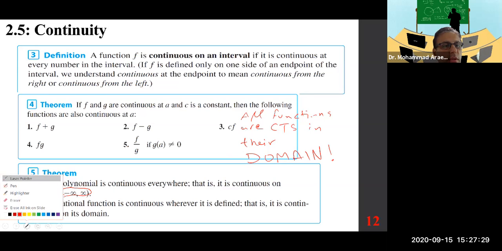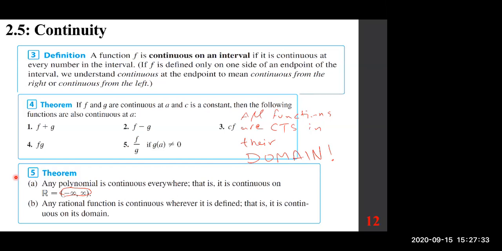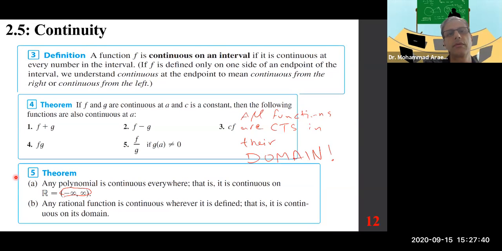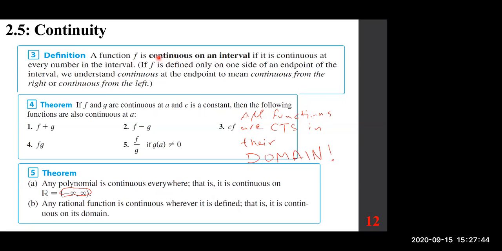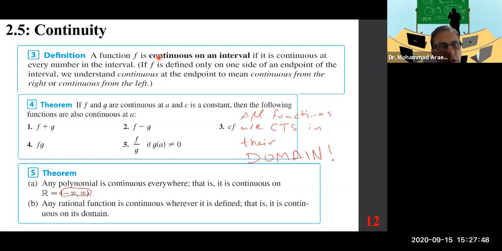Okay, so I hope everybody's following this. Professor? Yes. Quick question. What does CTS again mean? Continuous. Okay, continuous. Thank you. CTS stands for continuous. Thank you. All right. CTS, continuous. All right.